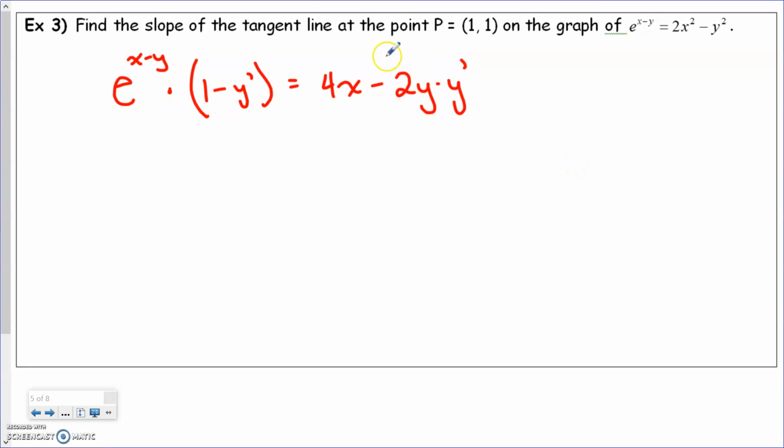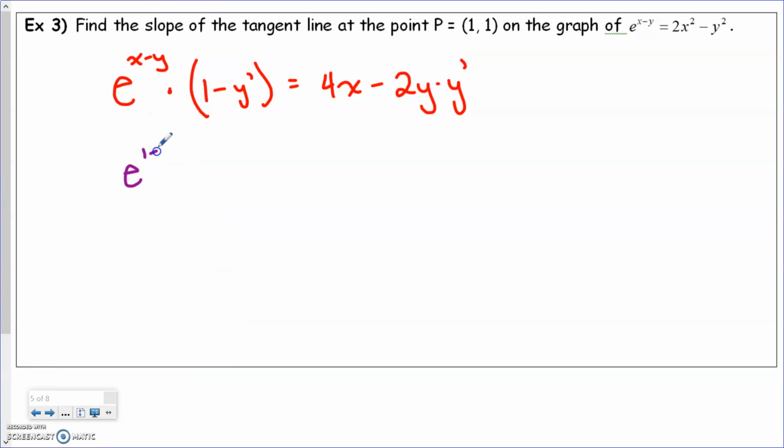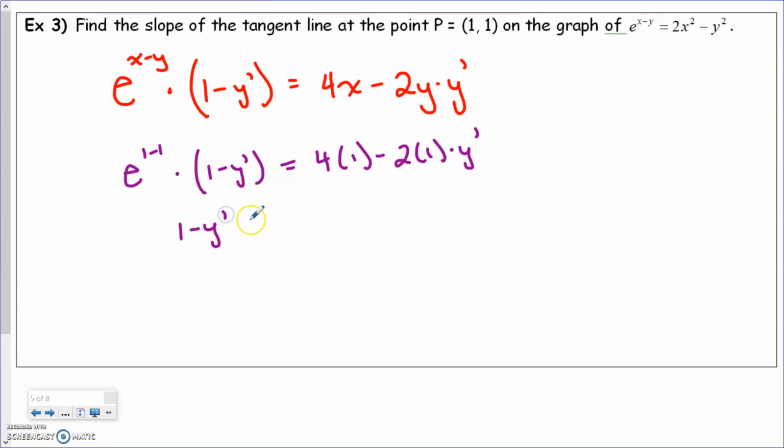Now, instead of rewriting this, they just want us to find the slope of the tangent line. So I'm going to go ahead and plug in 1 for each of my variables. So I have e to the 1 minus 1 times 1 minus y prime plus 4 times 1 minus 2 times 1 times y prime. And the reason I'm doing that is it might make it a little bit easier for me to simplify. So e to the 0 is 1, so I really have 1 minus y prime here, equals 4 minus 2 times y prime.